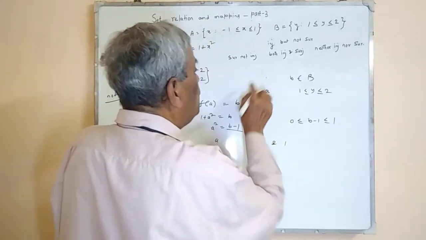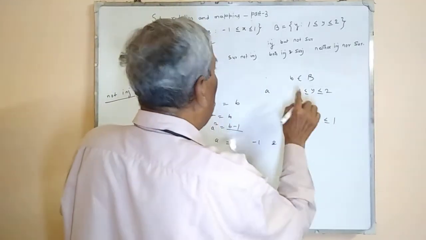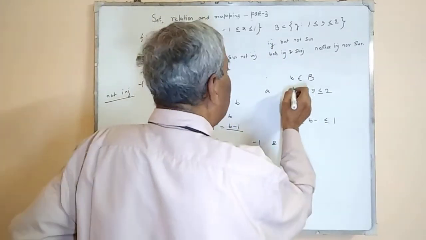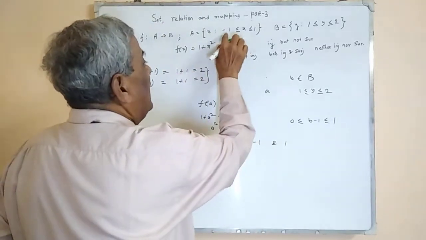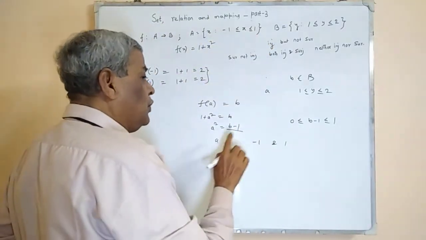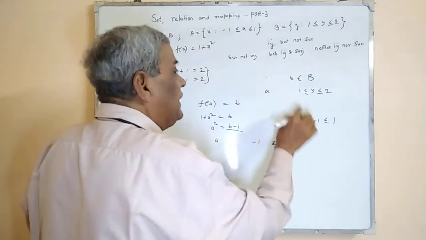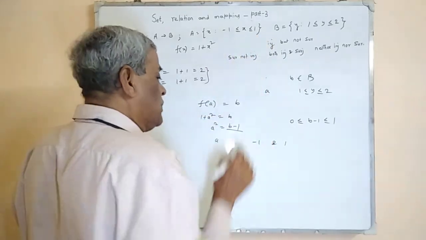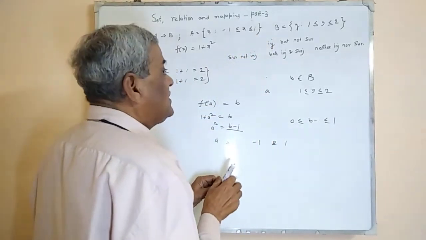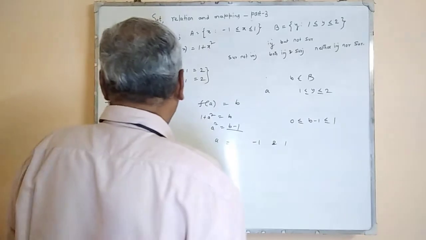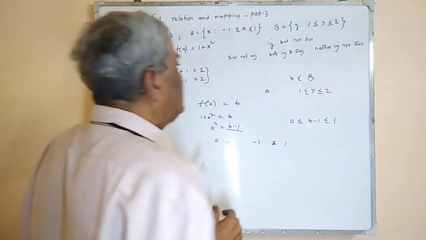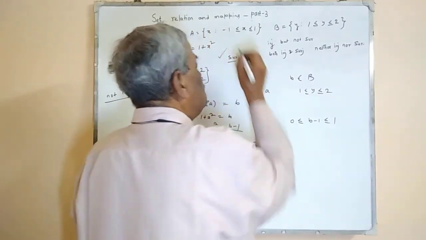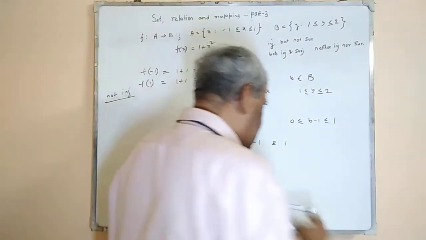So, which is the true case here, where a actually lies between minus 1 and plus 1. So we get, for any element b over here, it has a pre-image there, which lies between minus 1 and plus 1. Hence, it is surjective. So we get not injective but surjective. So this one is the correct result.